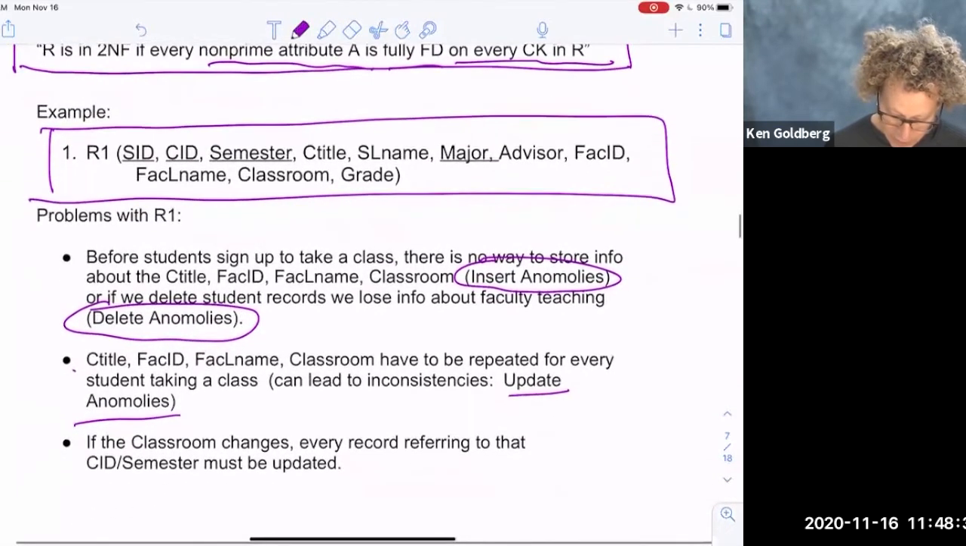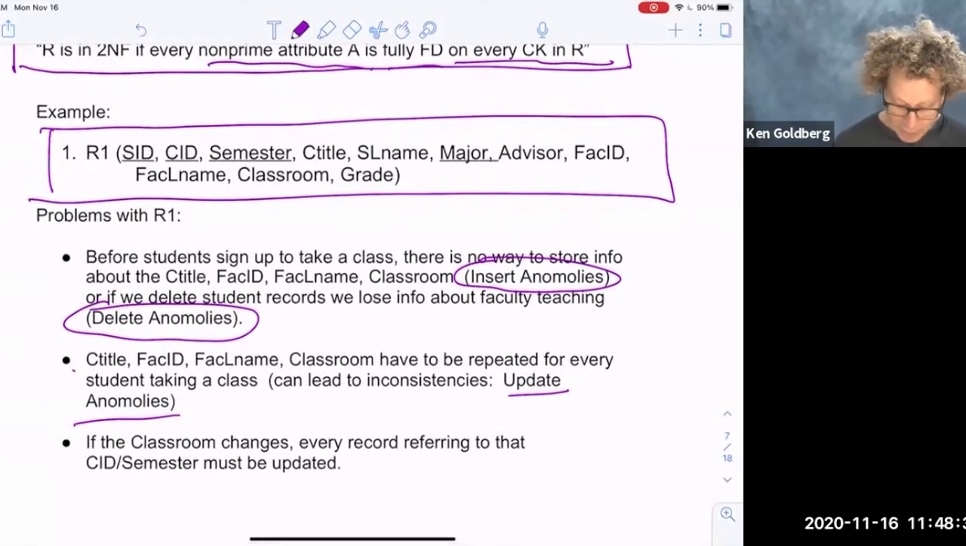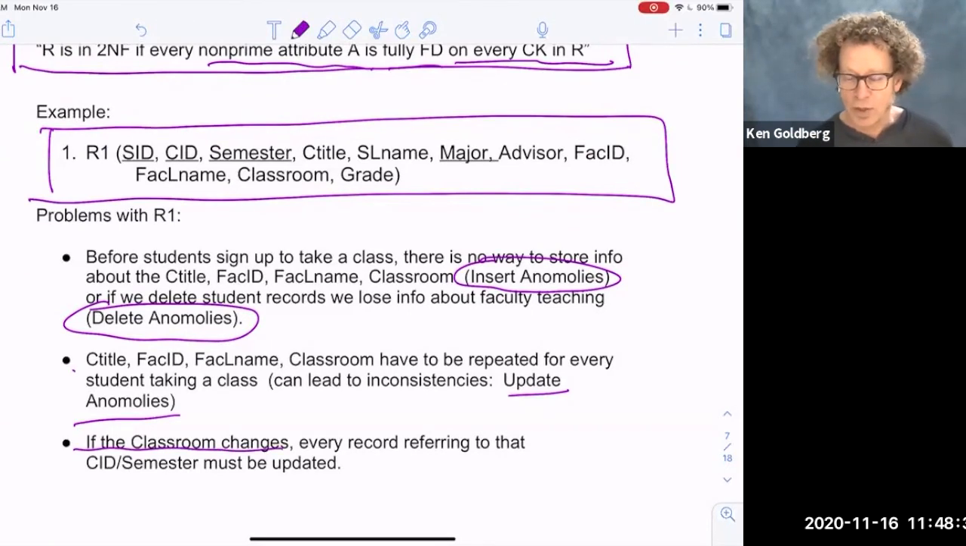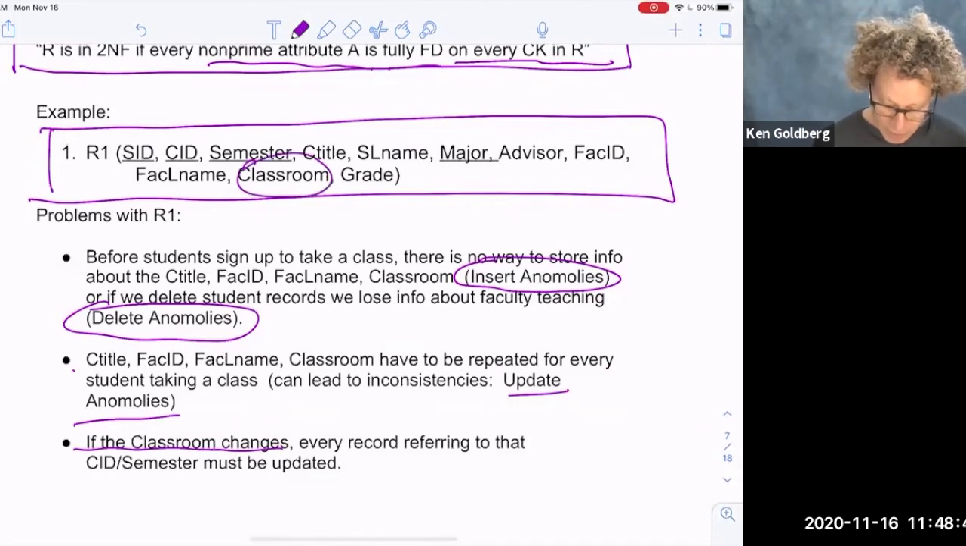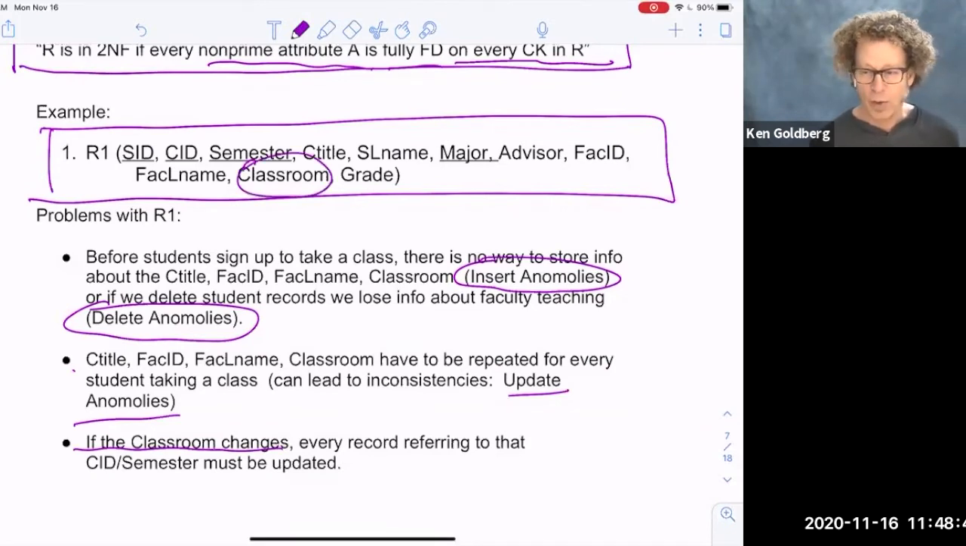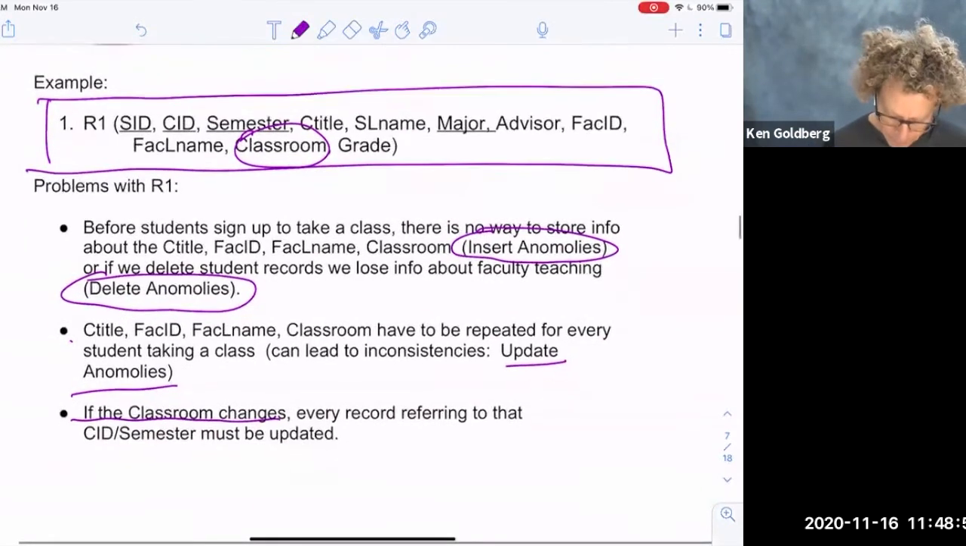And we talked about the update anomalies, that you have to repeat all this information for every class the student takes. And here's another one: if you change the classroom, as we had to do last semester, then every record must be updated carefully, because the classroom is all over the place, in every single row of that table. So if you change the classroom, you have to meticulously make sure you change all those lines.